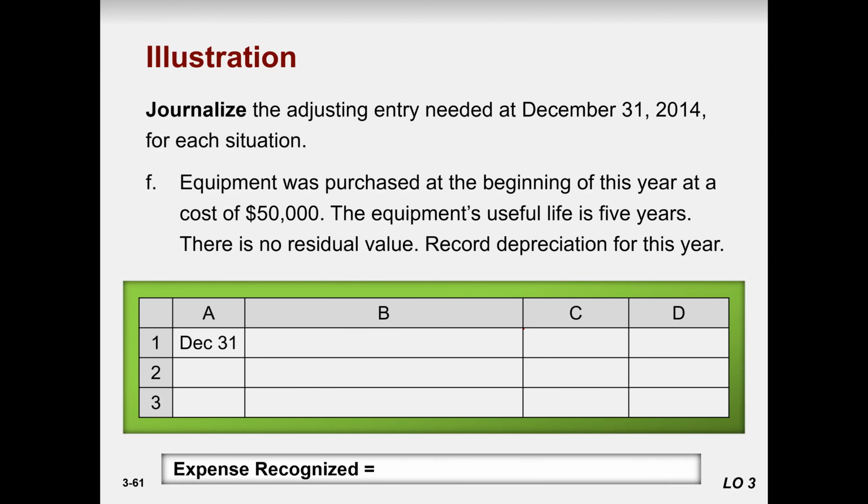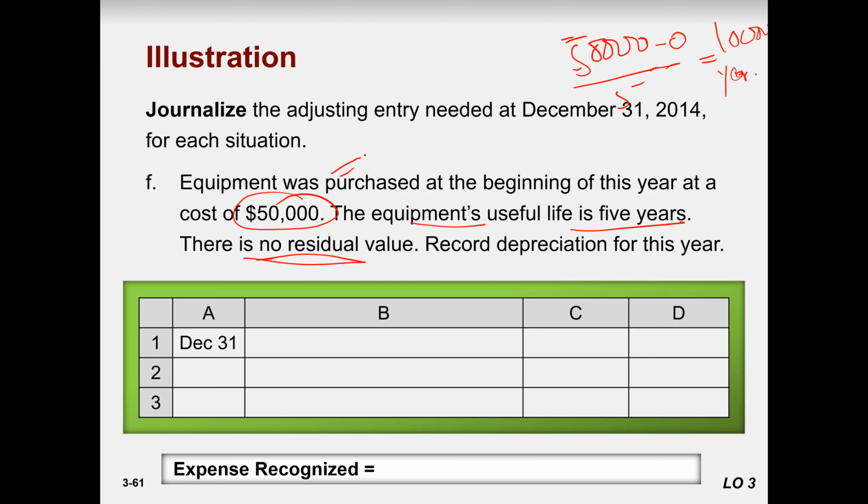Our F part, equipment was purchased at the beginning of the year at 50,000. The equipment's useful life is 5 years. So you divide by 5, as there is no residual value. You will not receive anything after the 5 years when you sell it. So it means 10,000 for the whole year. And you purchased at the beginning of the year. So it means 10,000 worth of equipment has been consumed. Right? So what word do we use here for this consumption?